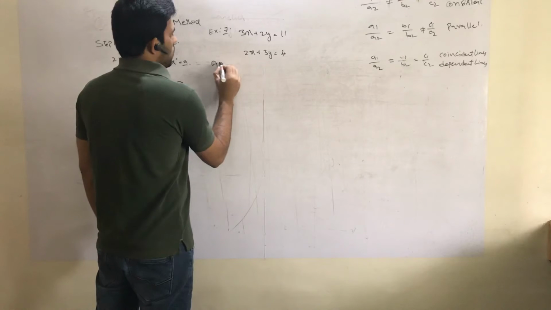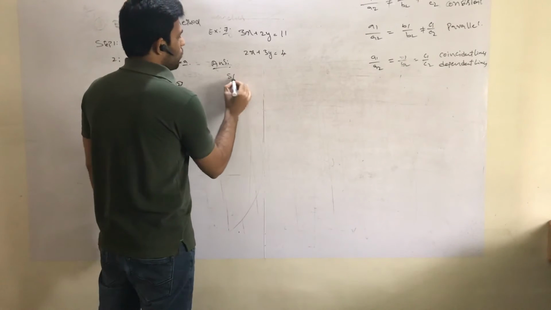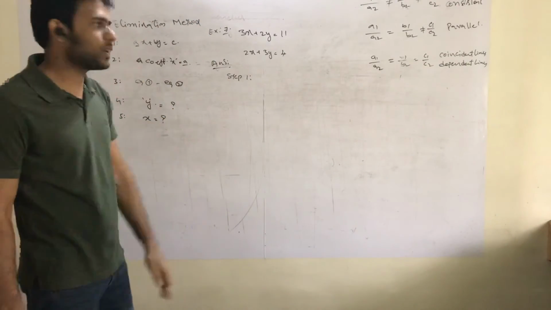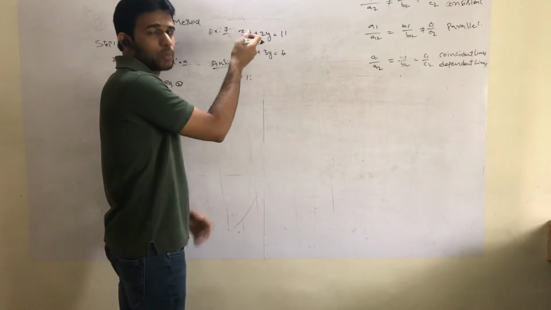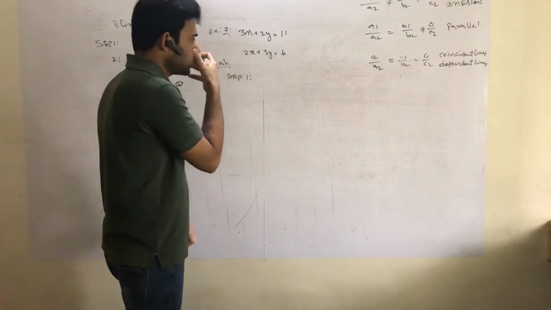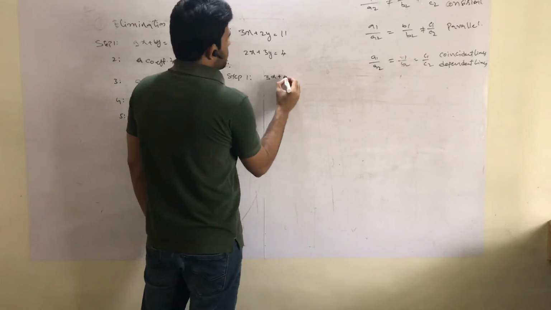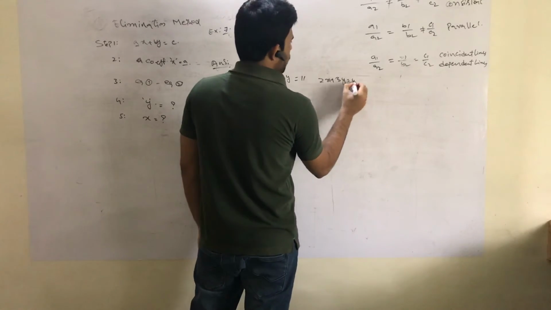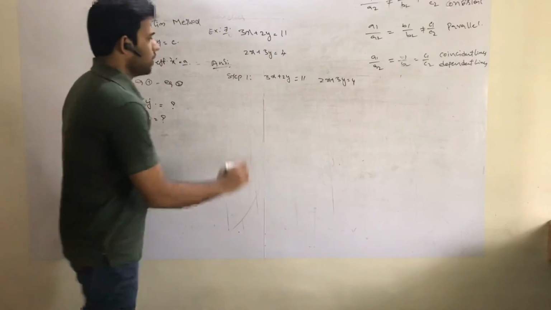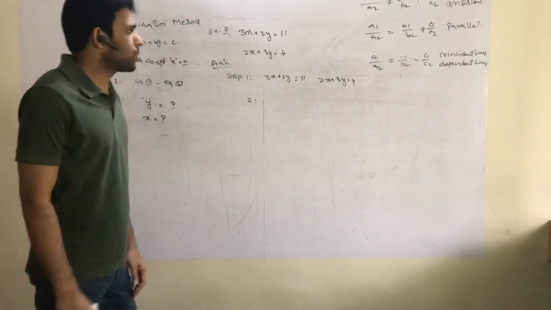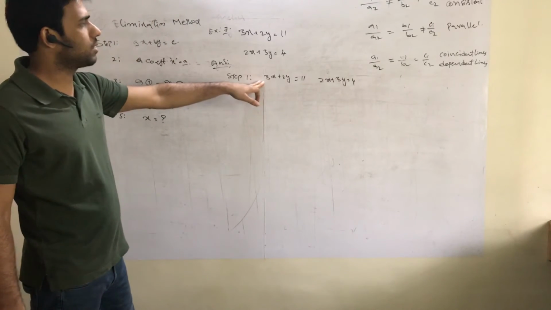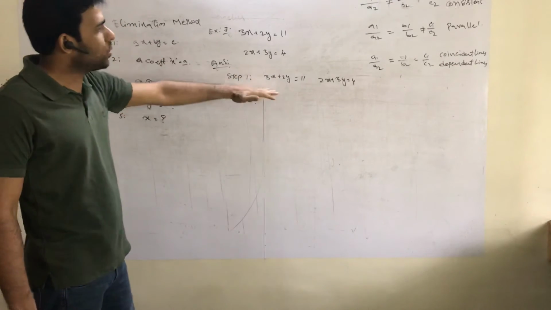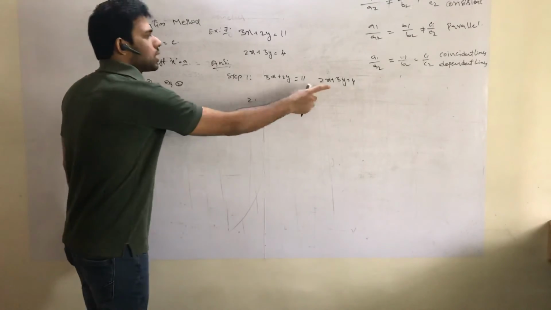Now you follow the elimination method. So we know what step 1 is. In step 1, we need to write these equations in the form ax plus by equal to c. However, the given problem itself is in the form ax plus by equal to c, so no changes here. So 3x plus 2y equal to 11, and 2x plus 3y equal to 4. Now in step 2, what we want to do is multiply these lines with a suitable multiplication factor, so that both the coefficients become equal.